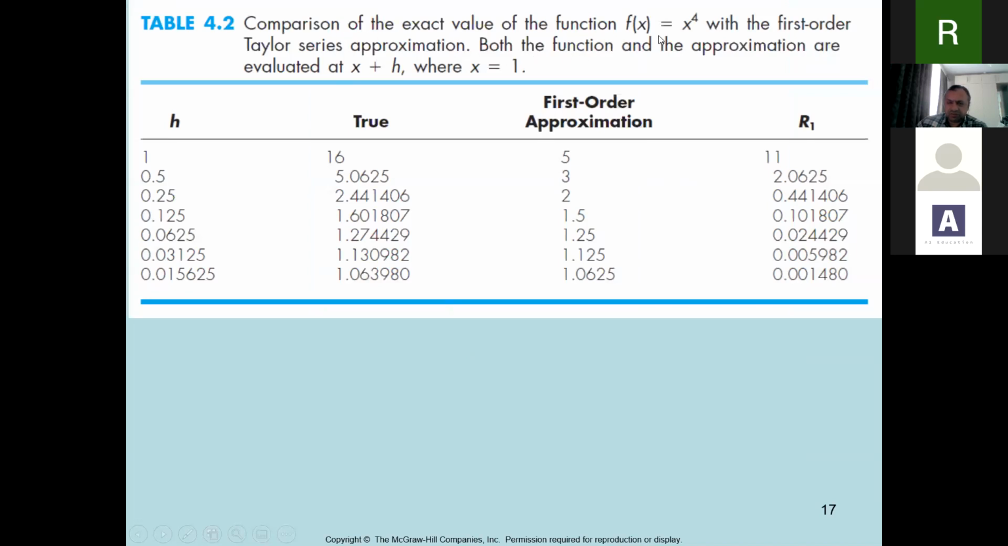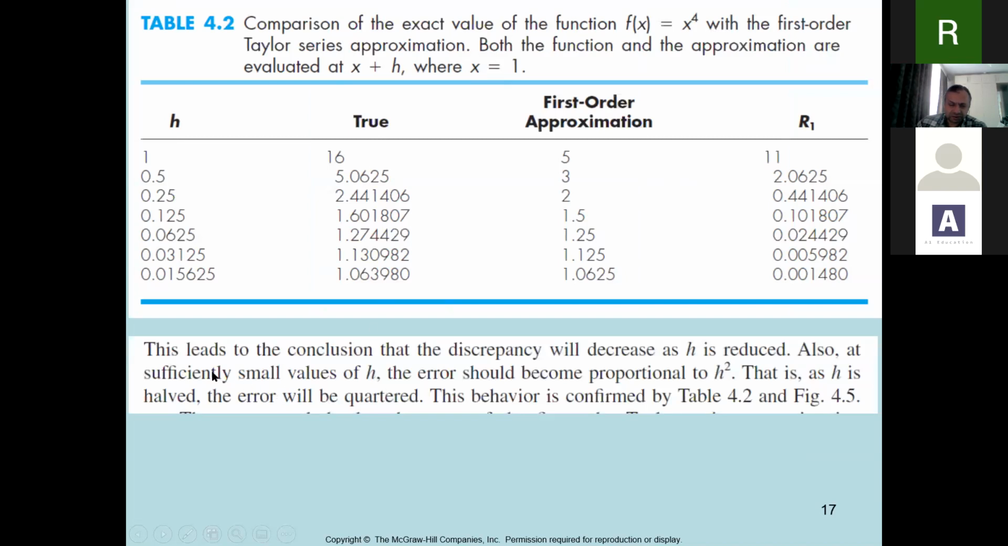Comparison of the exact value of the function f of x is equal to x power 4 and the first order Taylor series approximation. So finally, this leads to the conclusion that the discrepancy will decrease as h is reduced. Also, at sufficiently small values of h, the error should become proportional to h square. That is, as h is halved, the error will be quartered. This behavior is confirmed by table 4.2 and figure 4.5 later on.